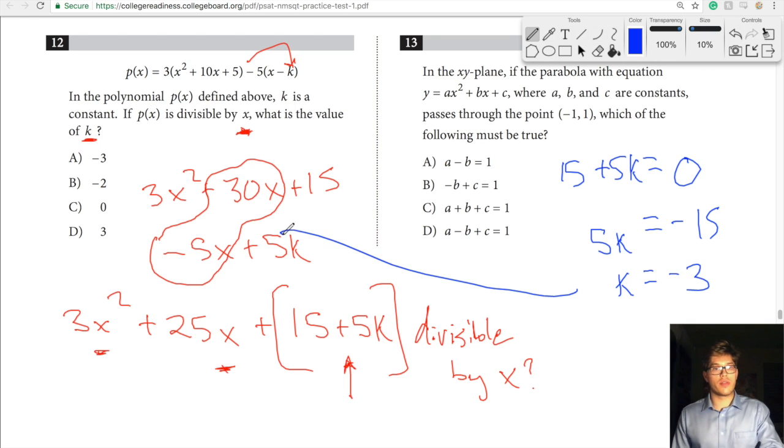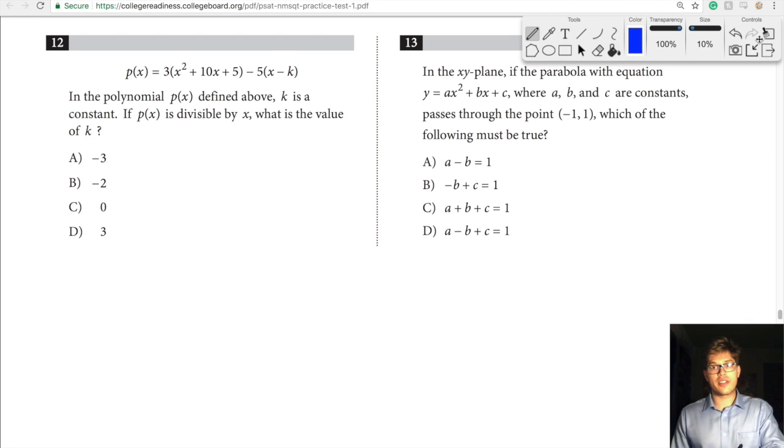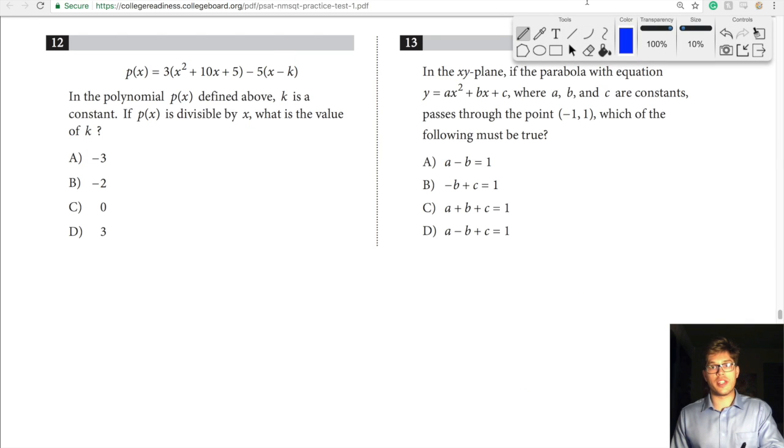So again, all of this was for this problem, right? We have not done 13 yet. So this answer is A. Let's clear it, get room for 13. Okay, in the xy plane, if the parabola with the equation blah blah blah, where a, b, and c are all constants, passes through a certain point, which of the following must be true?